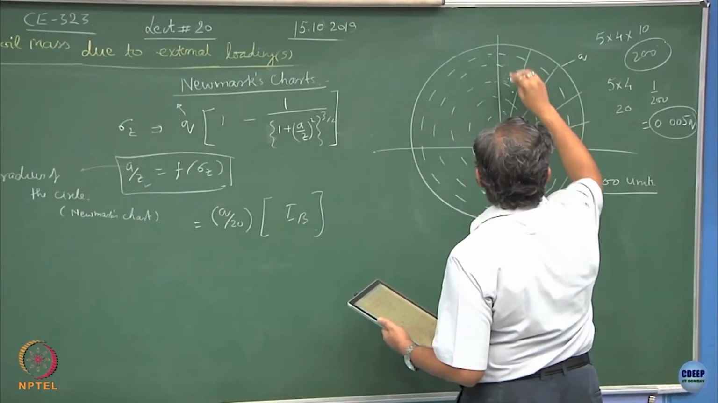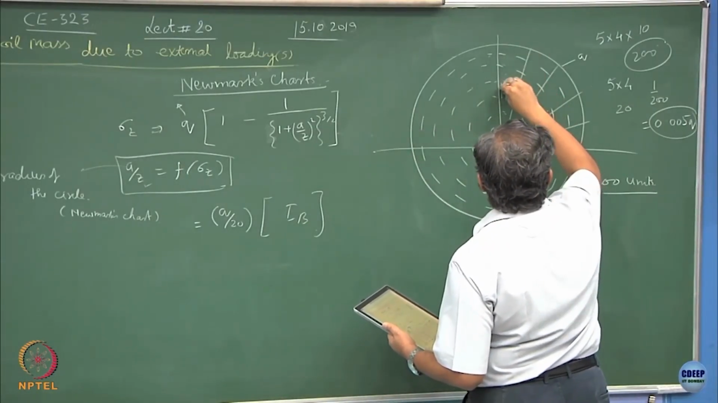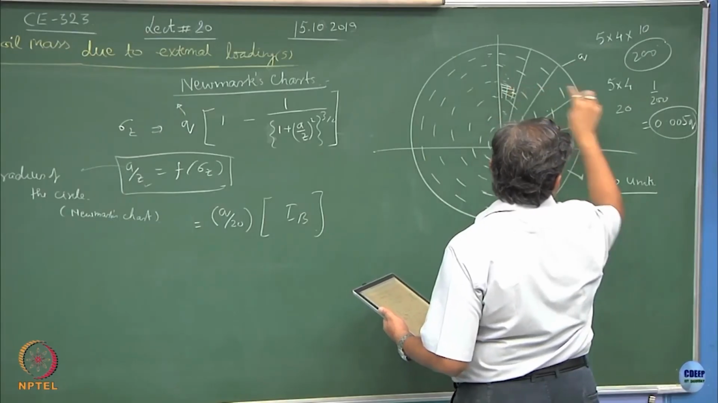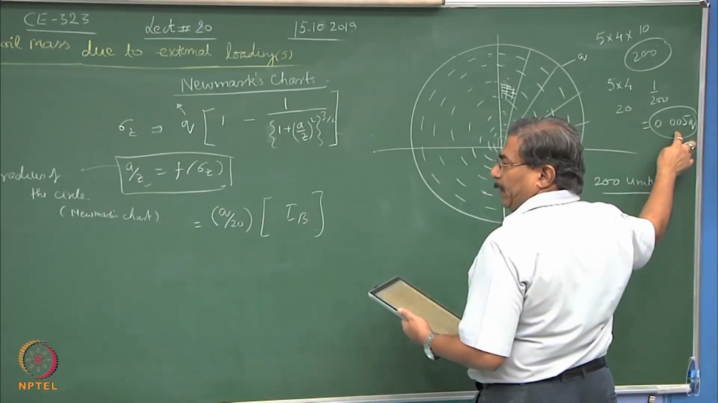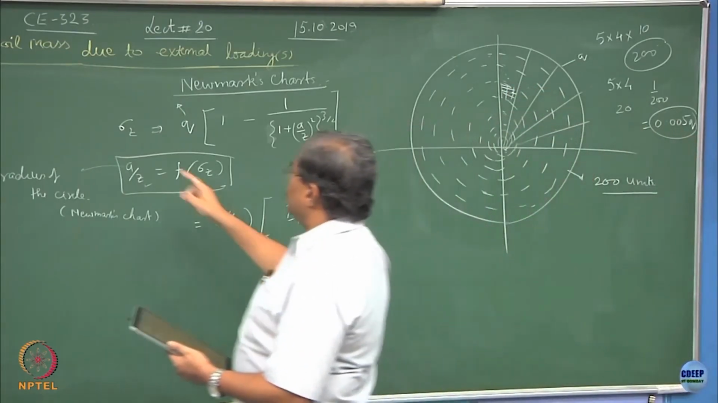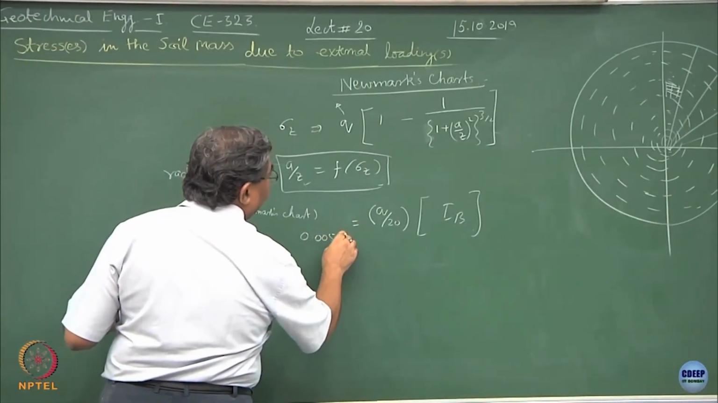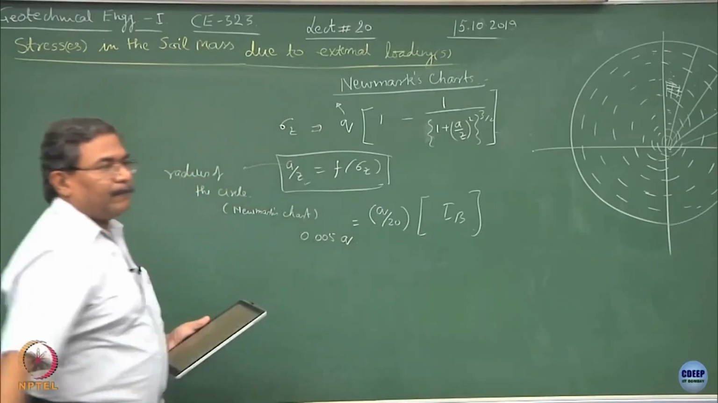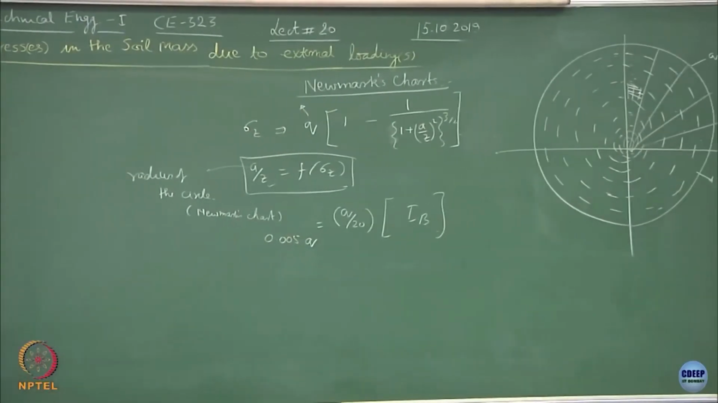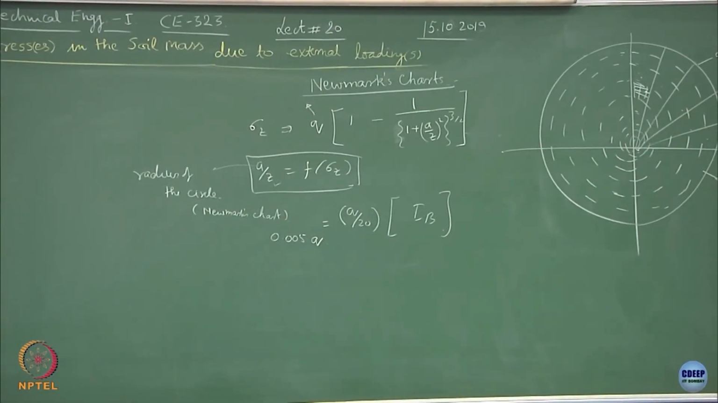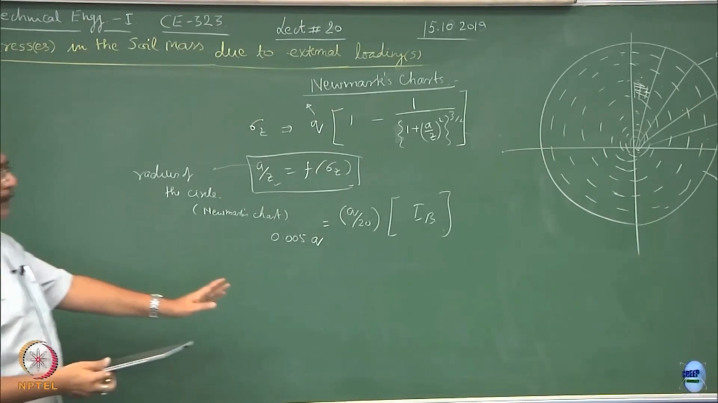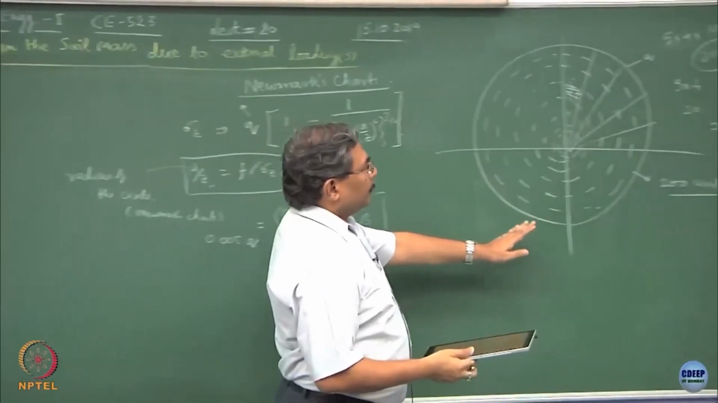Now suppose I say this element, this is what the total intensity of the pressure would be. That means your sigma z value is 0.005 times Q. This is a standard value. That means the person who created these charts assumed the whole procedure like this, fine.